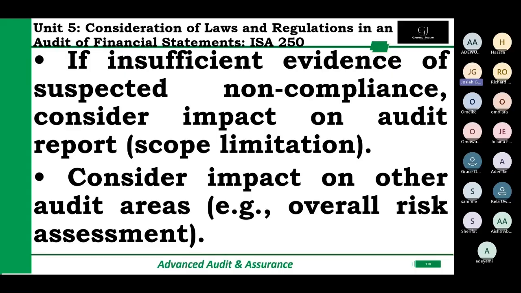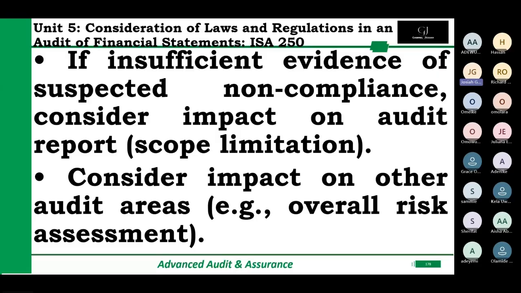So whatever non-compliance is found out by the auditors has to be supported with evidence. And where there is no evidence, they have to consider the impact on the report and look at the scope limitation in gathering that evidence. You need to also consider the impact on other audit areas, that is, in performing their overall risk assessment of such non-compliance. How does it impact other areas of the financial statements? If taxes are not remitted, which component of the financial statements will be affected and impacted negatively?